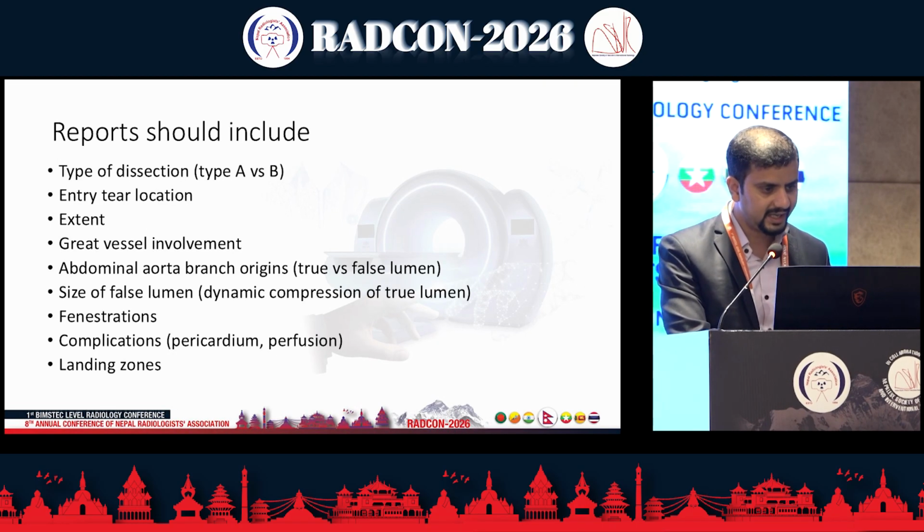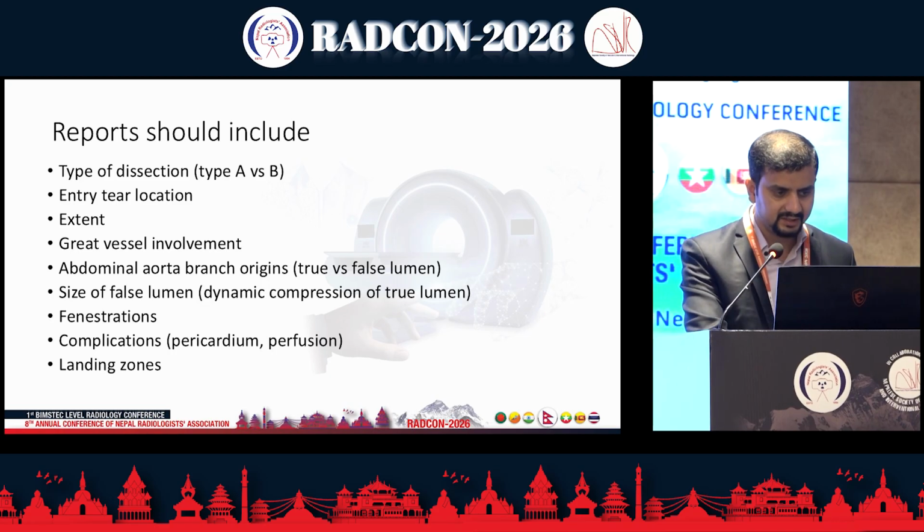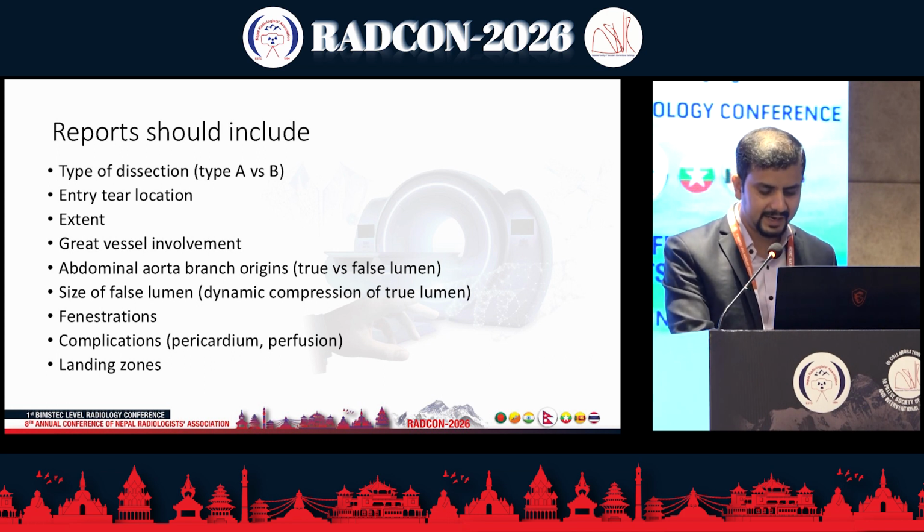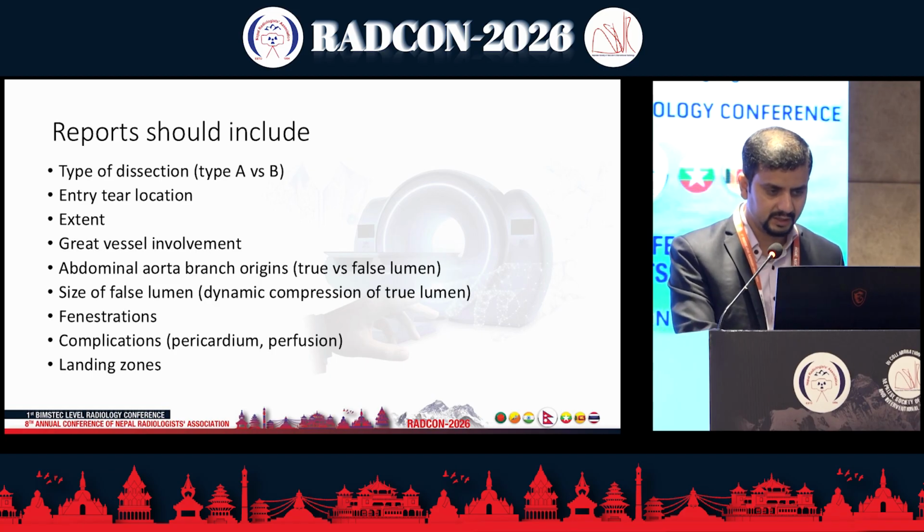So the points to be included are the type of the dissection, the intimal tear location, the extent of the dissection, involvement of the great vessels, also the involvement of the branches of the abdominal aorta, the size of the false lumen, whether it is causing compression of the true lumen, the presence of fenestrations, the complications, and the landing zones, and the information about the landing zones if vascular intervention is planned.